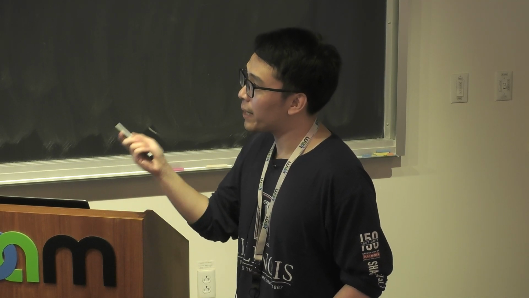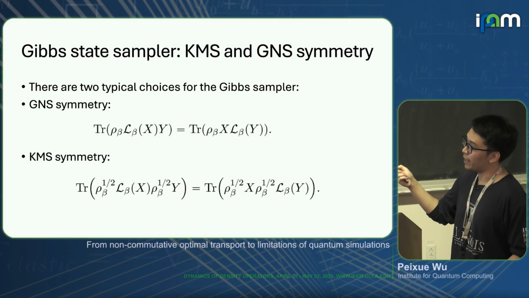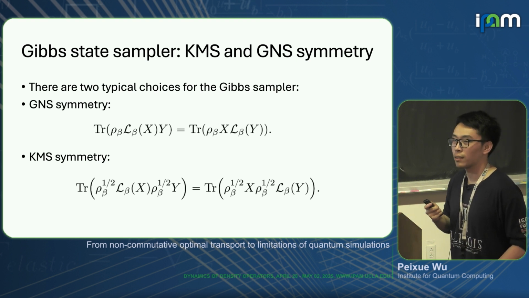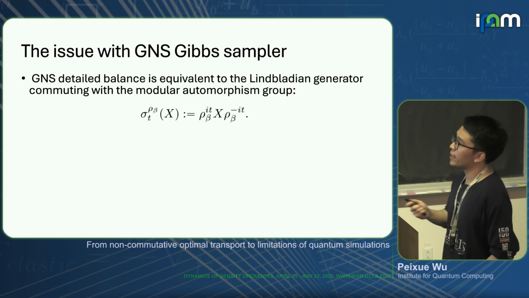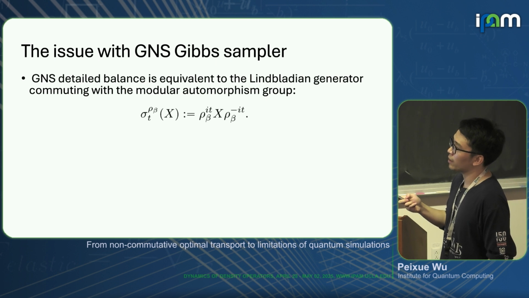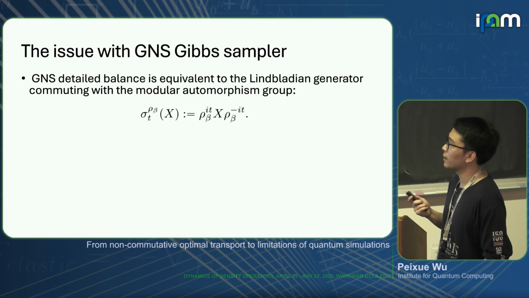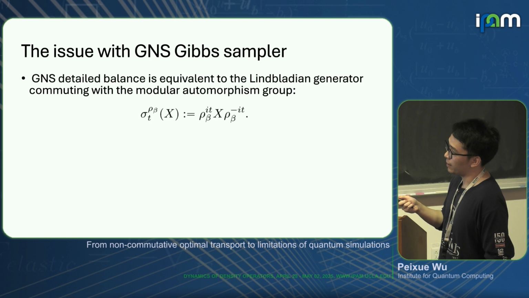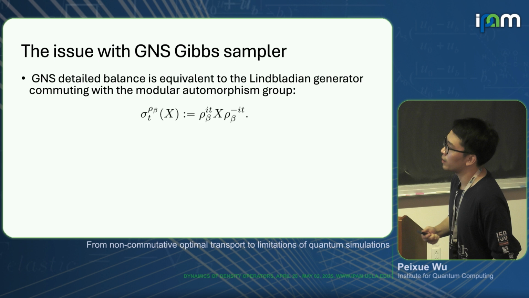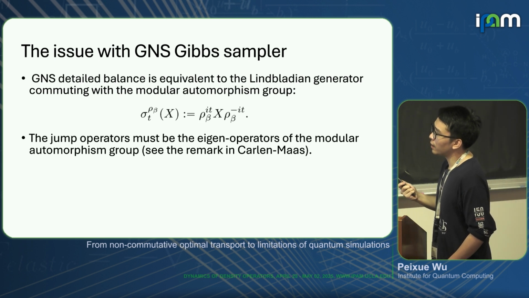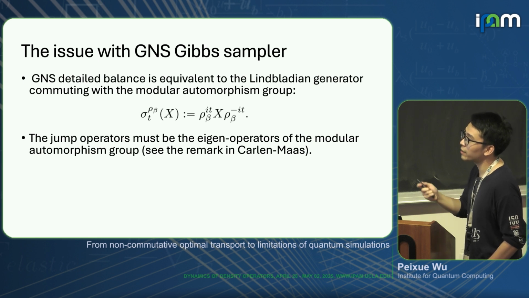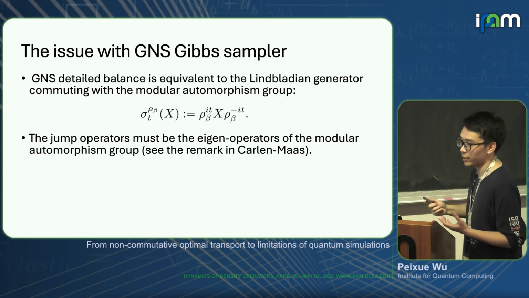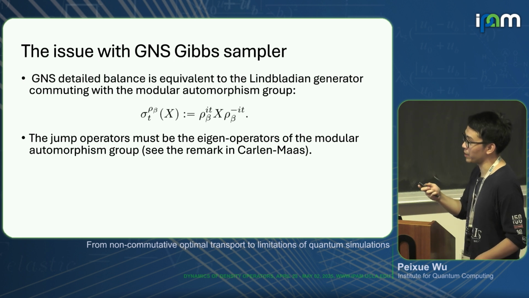By the way, in the paper by Eric and Yan Mas, they have a very clear explanation of why GNS is a stronger symmetry assumption on the Lindbladian dynamics. Essentially, GNS detail balance is equivalent to saying that the Lindbladian generator commutes with the modular automorphism group. The modular automorphism group is given by rho to the iT on the left and rho to the minus iT on the right. A trivial application of this commuting property is that the jump operators must be eigenoperators of the modular automorphism group. It is actually a supermap acting on operators, so you have to talk about eigenoperators. This is the reason why I choose this word.